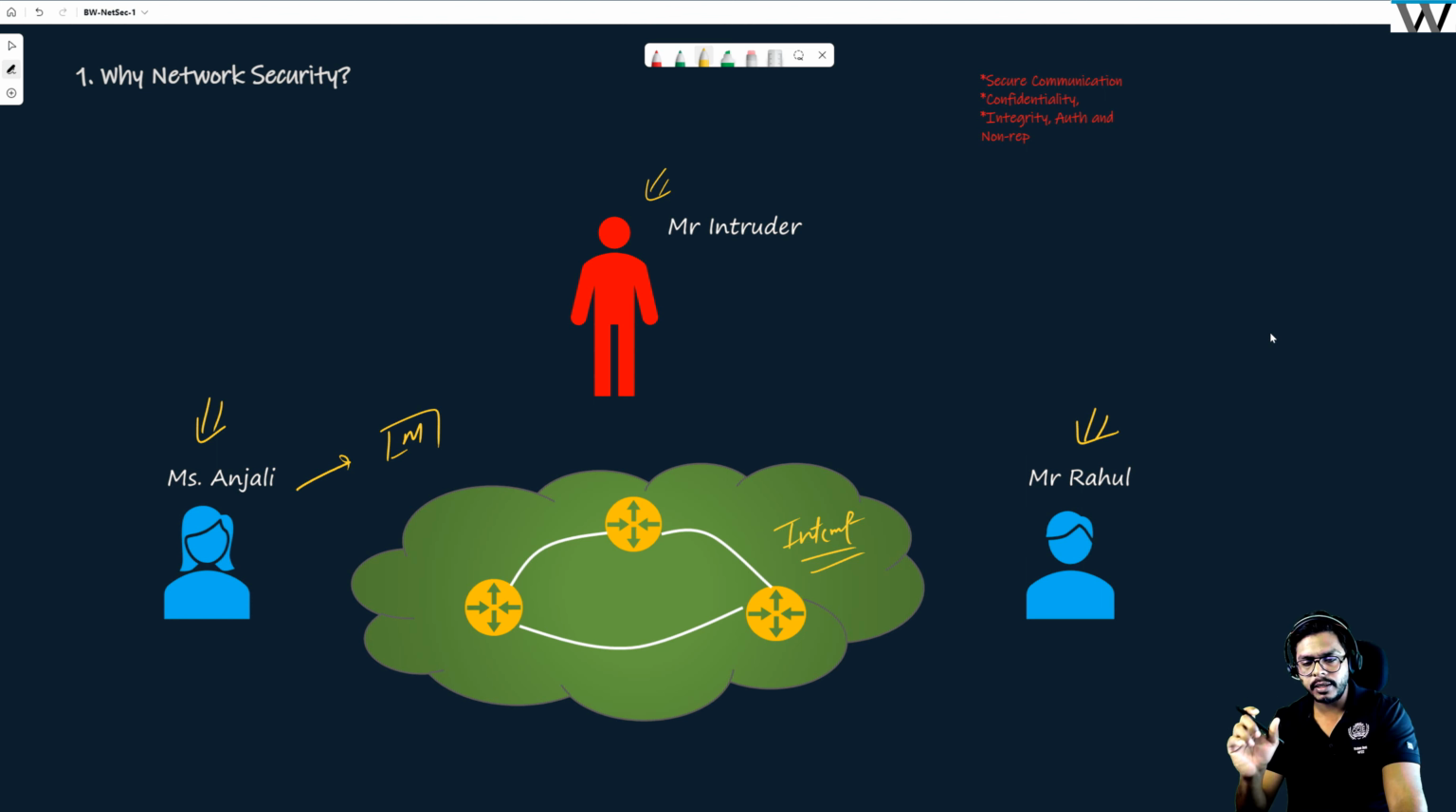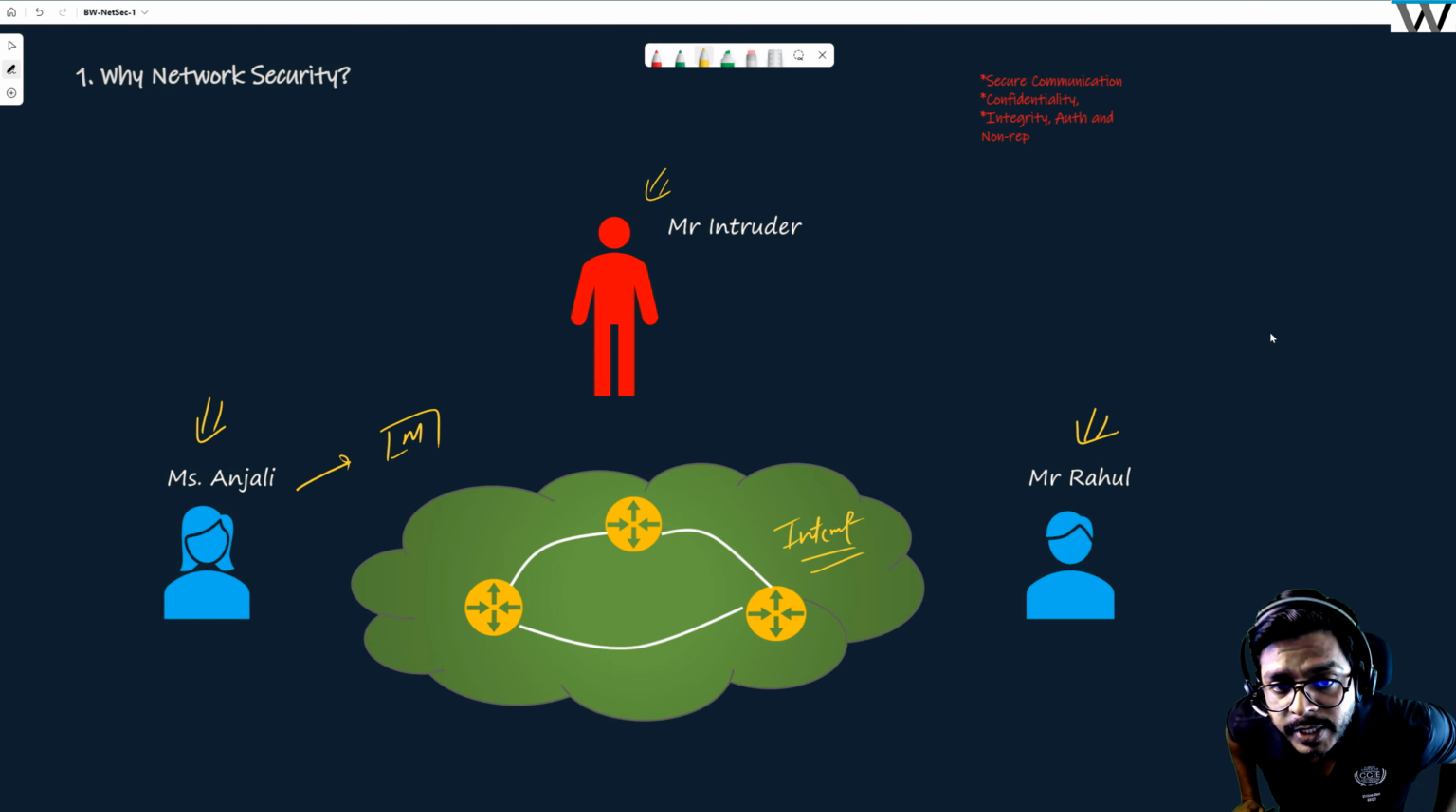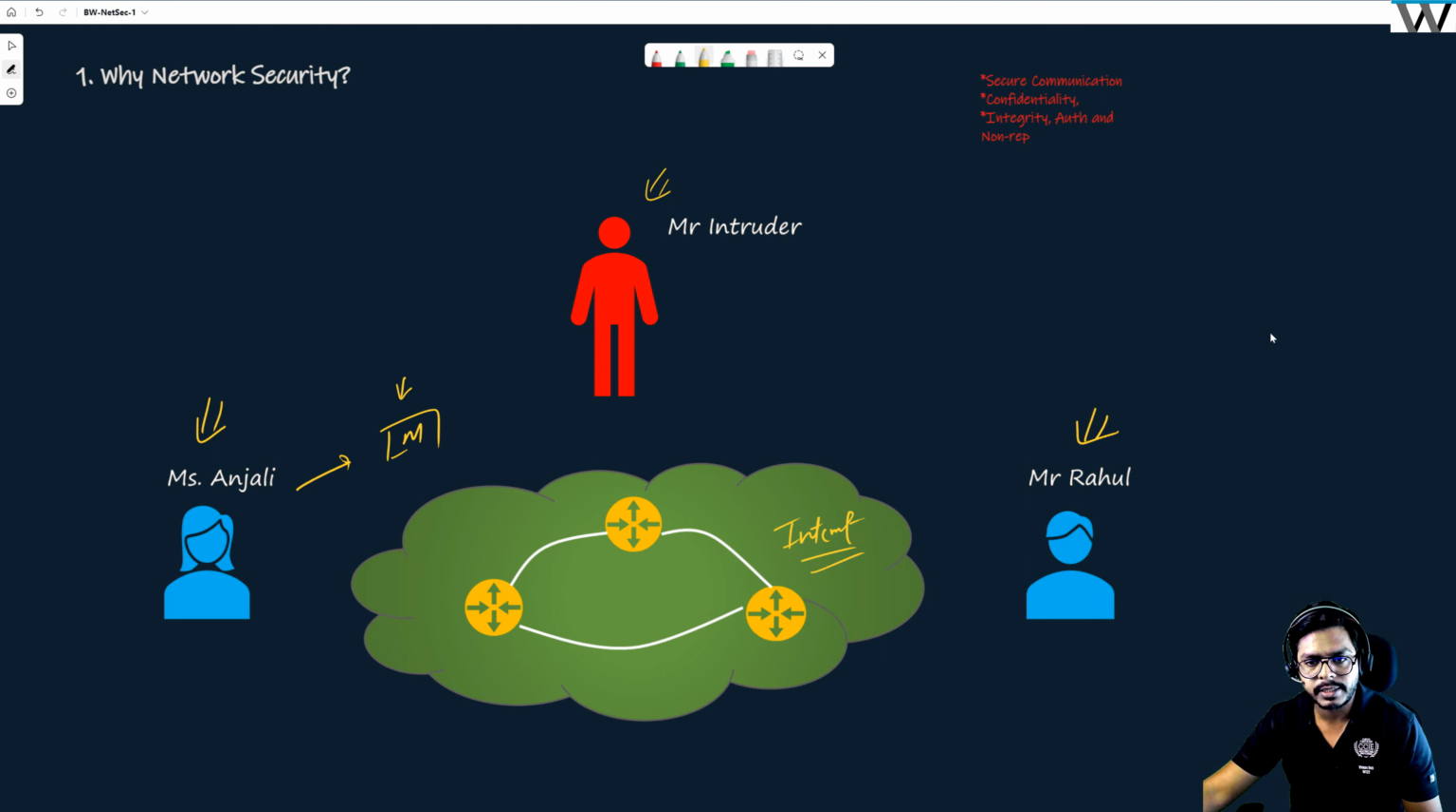So if we are going to read about public key infrastructure, we are going to see from where actually it would have been taken. Everything is from real life examples, because we are talking about network security. It means that we are talking about trust, right? And how to achieve that trust. We are going to read about it, but first things first. Now the problem is Anjali wants to send this message M over this internet to Rahul securely.